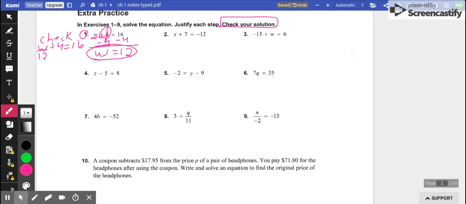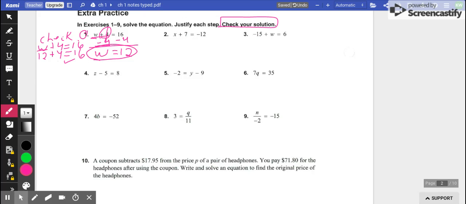So I'm going to have 12 plus 4. Is that in fact equal to 16? Well, yes, it is. So it checks out. So I know that I haven't made a calculation error. If I plug my number back in and it doesn't work out, that tells me I've done something wrong and I need to go back and fix that.